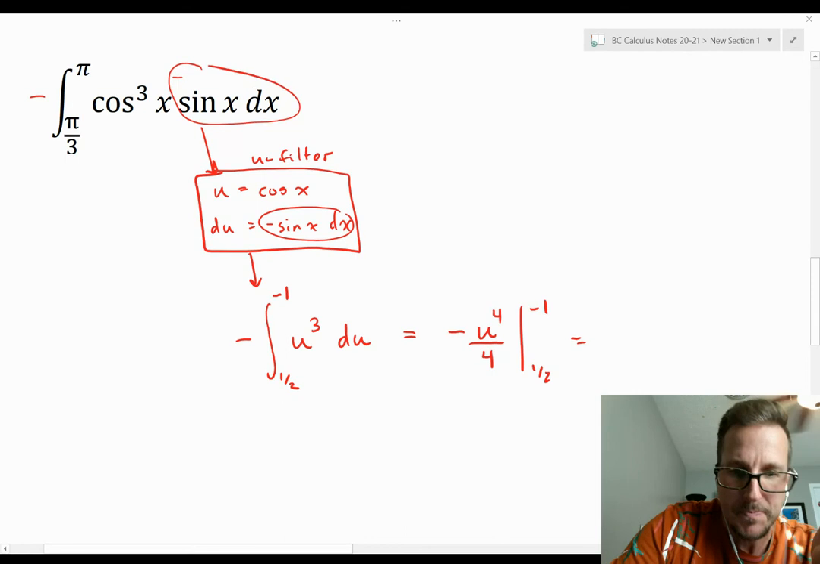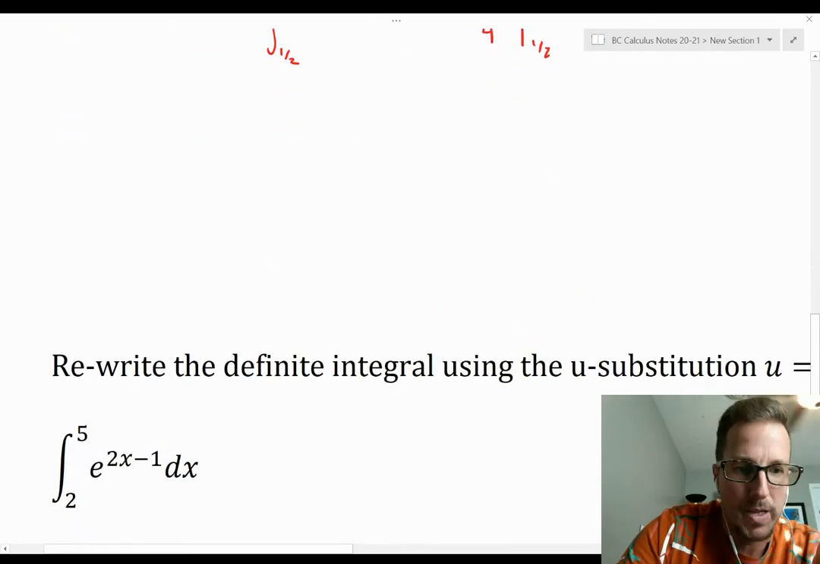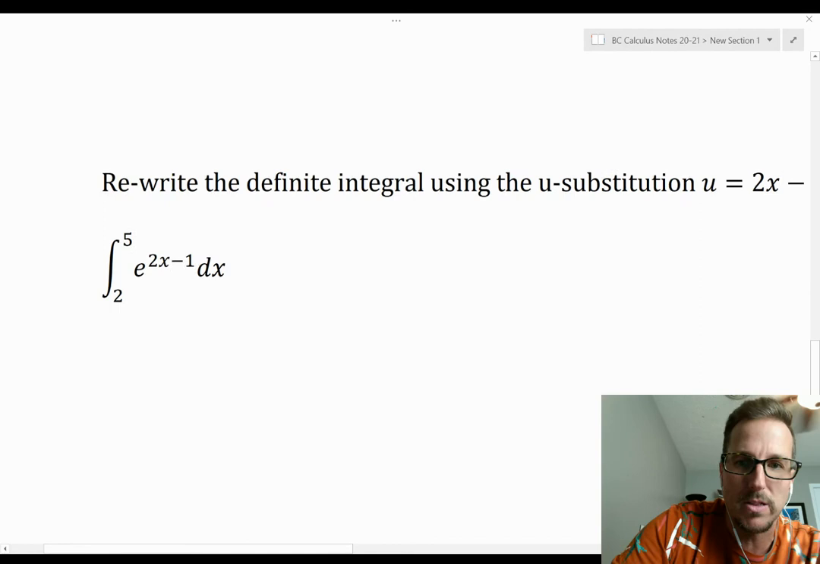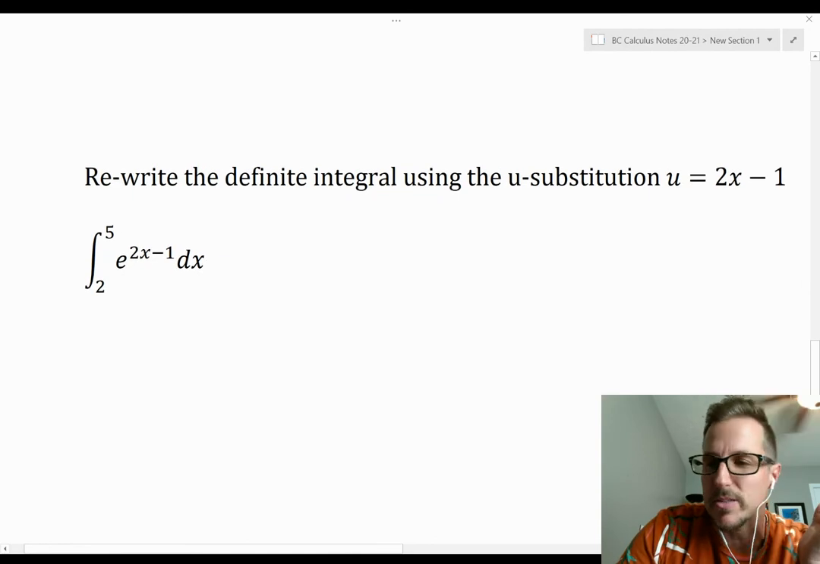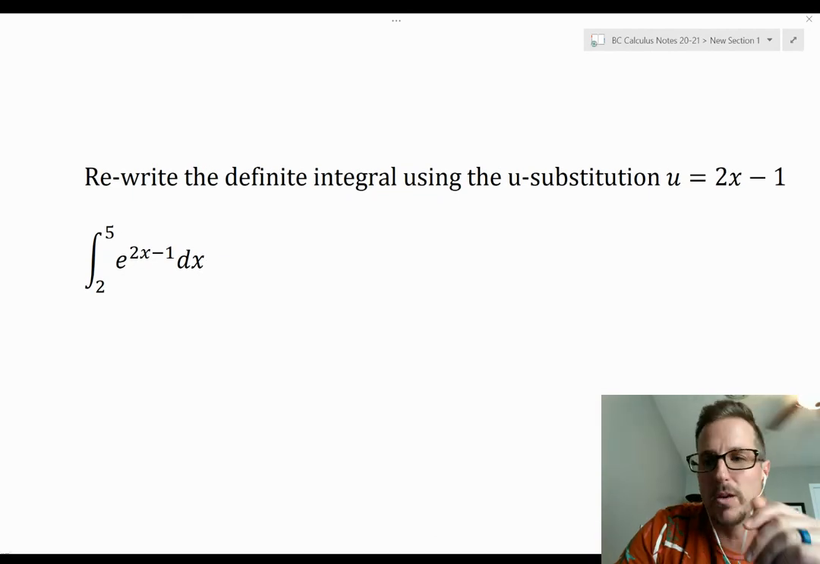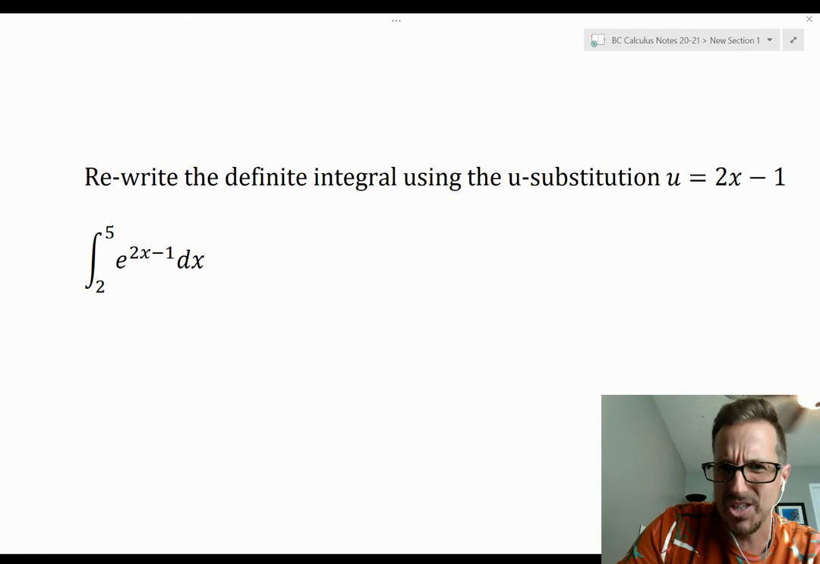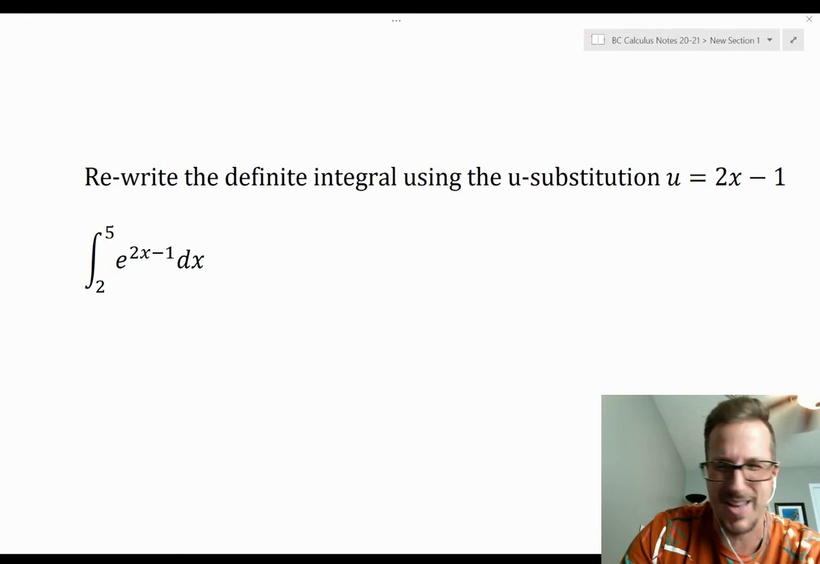All right. Now let's make haste before OneNote craps out again. All right, so this kind of looks like there's a famous multiple choice question on the AP exam known throughout the calculus universe. It looks a lot like this. It's just telling you to do rewriting the definite integral with the u substitution, and you don't have to do anything with it. You just have to rewrite it.